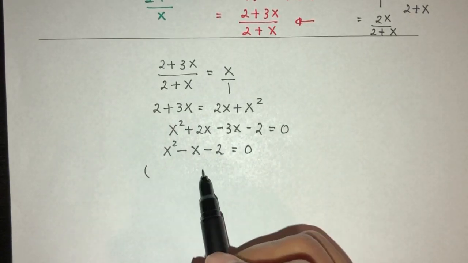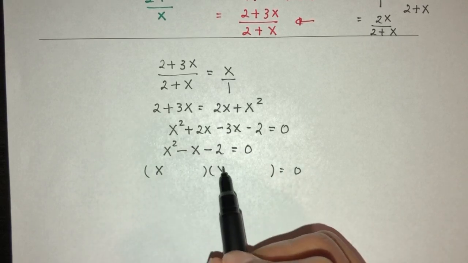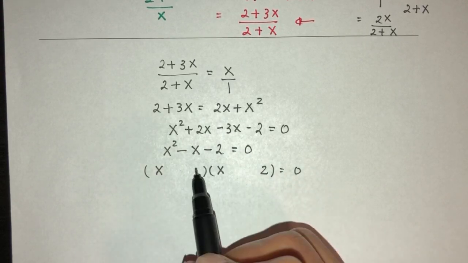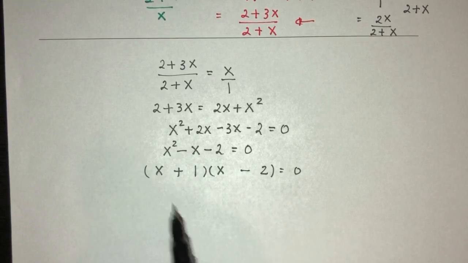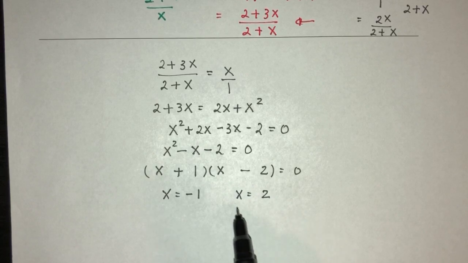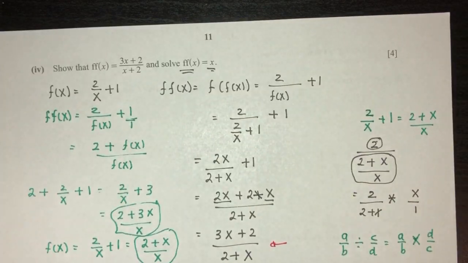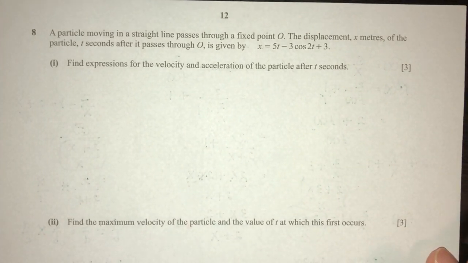So we can factorize. That will be x times x, and what is 2? 2 is just 2 times 1. To get minus 1, you have to do minus 2 plus 1. So x is equal to minus 1, x is equal to 2. These two will be the values of x for this equation. And that is your question number 7. Let's move on to question number 8.